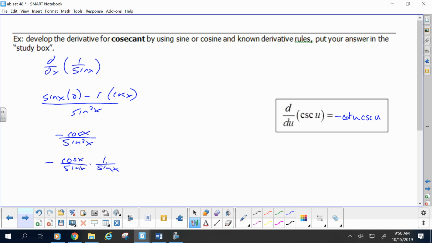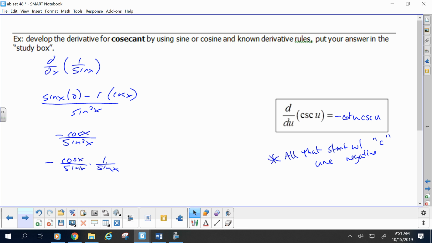Okay, in terms of memorizing, at least recall or understand that all that start with C are negative. Derivative of cosine is negative. Derivative of cotangent, negative. Derivative of cosecant, negative. So the ones that start with C are negative. Study them a little each day, you'll gradually get them in your brain. Not so much so that you can take the derivative, but you can recognize the antiderivative. Are you with me? Yep.